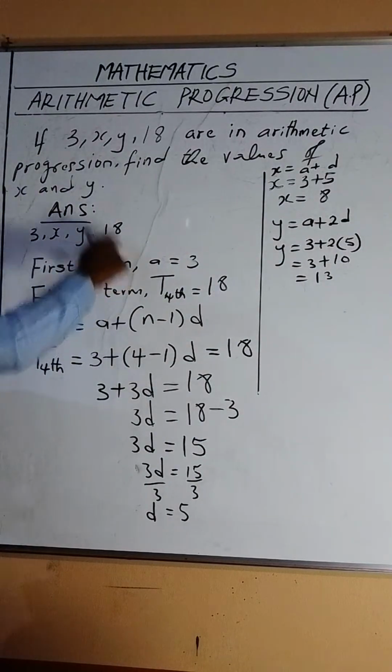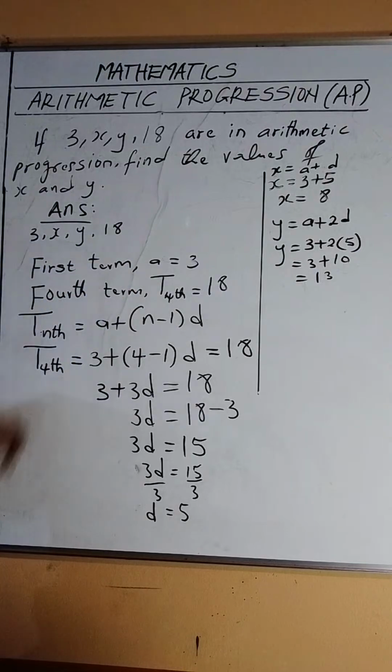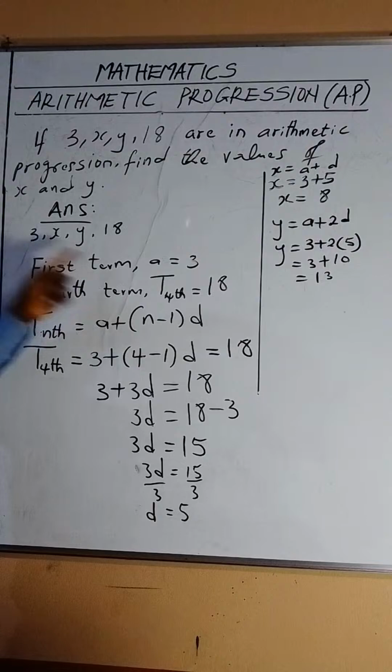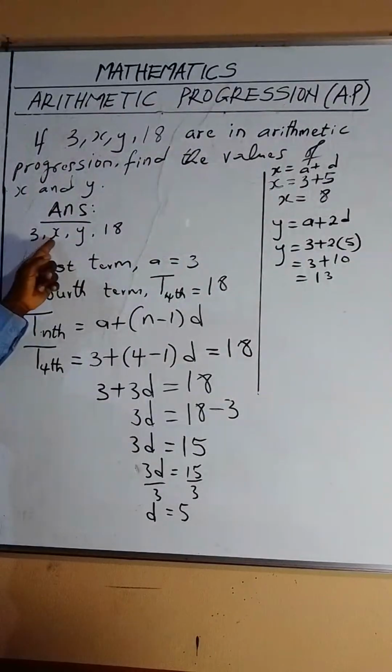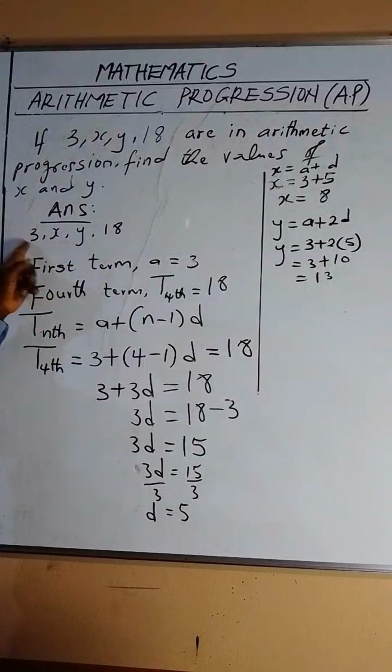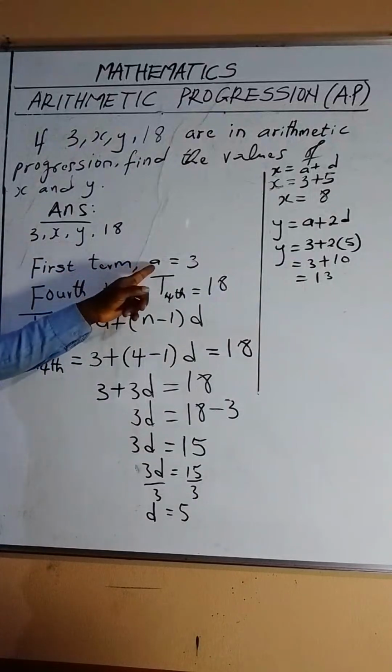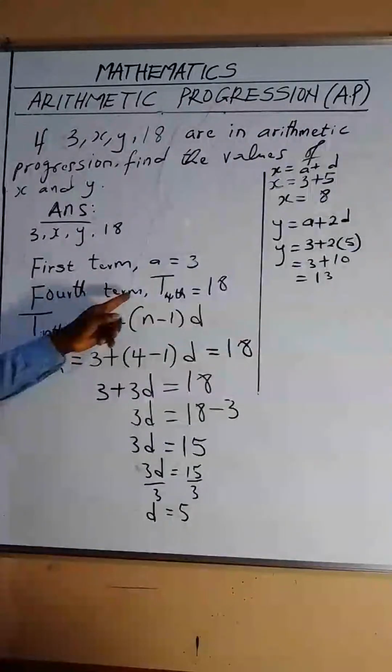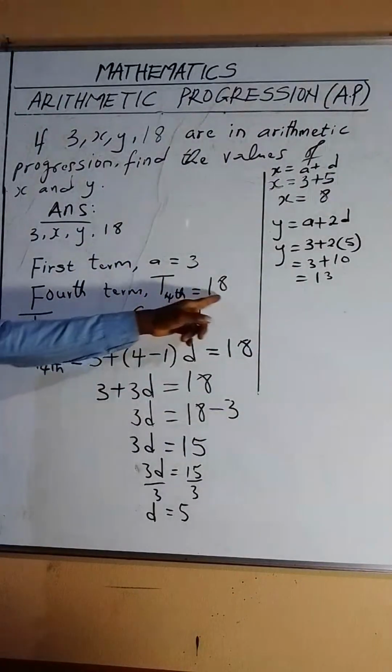So we have lined up the series here. Look, this is the sequence. The first term in the sequence is 3. That's the first element, and it's called the first term. Then the second one is x, which we don't know; we have to find x. Then the third one is y, which we also have to find. But we know the fourth term. The first term a equals 3, but the fourth term, t fourth, is 18.